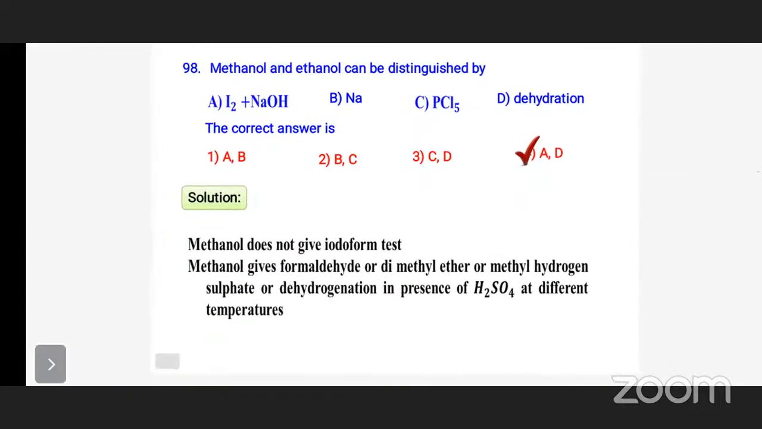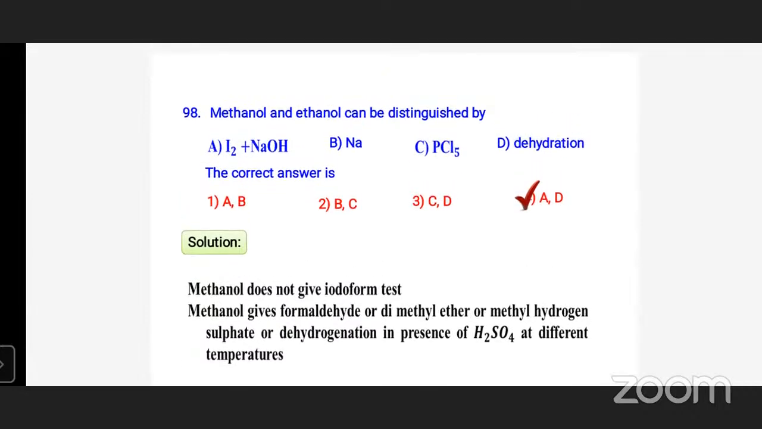Methanol and ethanol can be distinguished by I2 plus NaOH, sodium metal, PCl3, and dehydration. The correct answer is A, B, or B, C, or C, D, or A, D. Methanol does not give the iodoform test. Methanol gives formaldehyde, dimethyl ether or methyl hydrogen sulfate on dehydration in the presence of H2SO4 at different temperatures. So A and D is the right option.